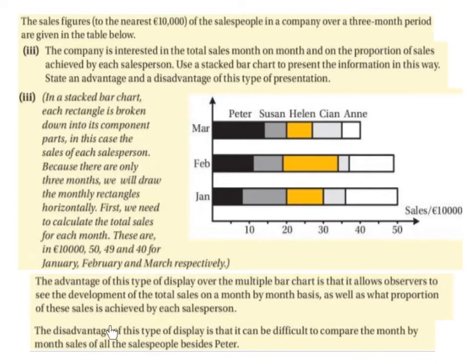The disadvantage of this type of display is that it can be difficult to compare the month-by-month sales of all salespeople, besides Peter. So since Peter is first, we can clearly see that he had most sales in March and the least in January. And we can clearly see the number of sales. So for example, in January, he had approximately €80,000. We can do this because Peter comes first and he starts at 0. But it's more difficult to do that for Susan, Helen, Keen and Anne.